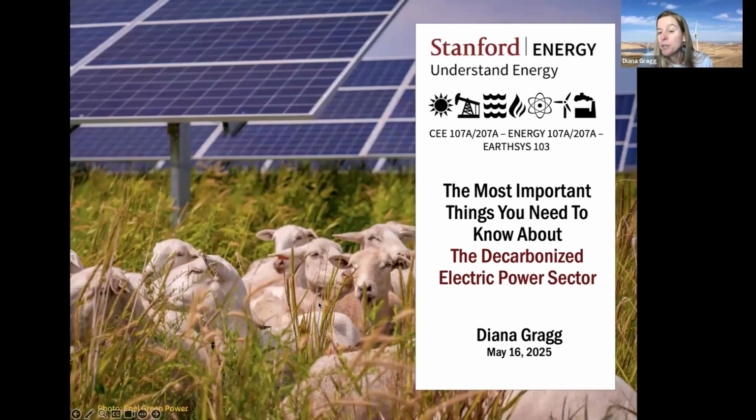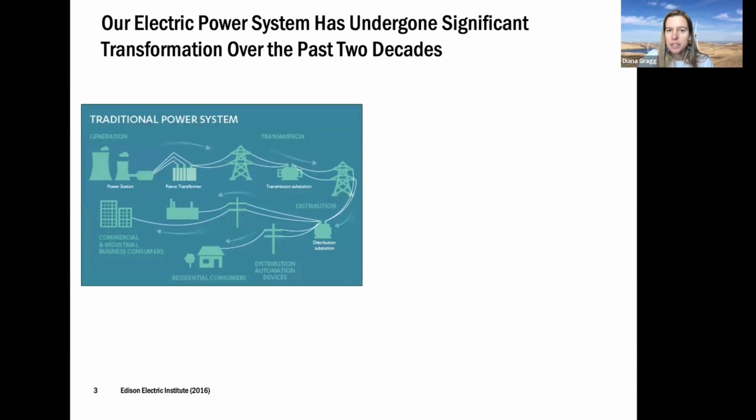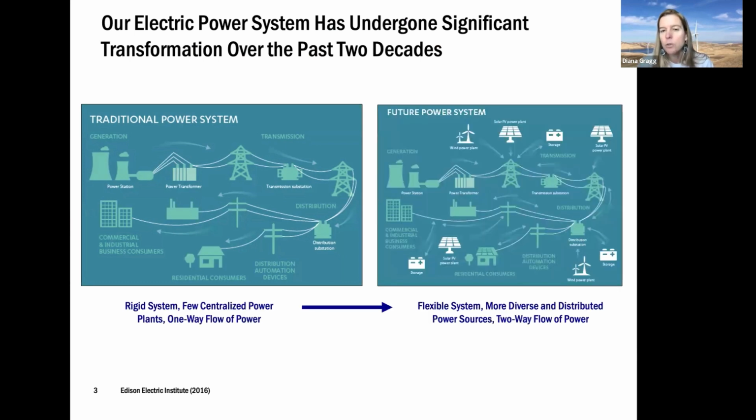Today, I'm going to tell you the most important things you need to know about the decarbonized electric power sector. So, our grid is really changing from a traditional power system that had large scale power plants that provided electricity in one-way flow to customers to a much more flexible, diverse, and distributed grid where we have resources, storage, and demand in all sorts of different parts of our grid.